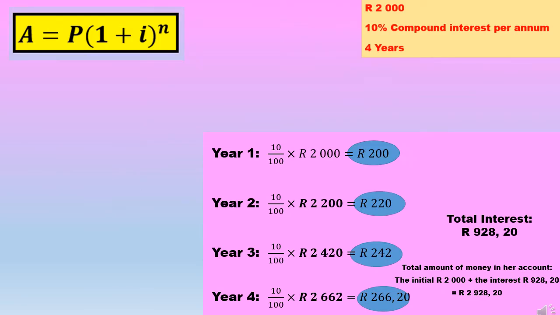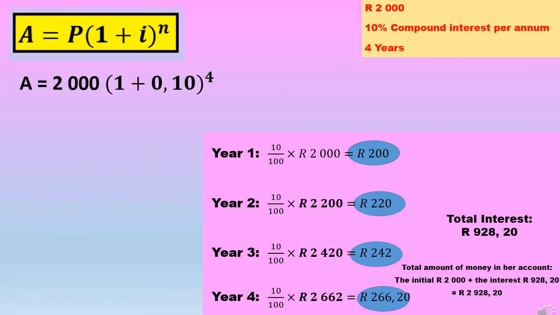All right, so let's just quickly pop that in to see whether we get the same amount as what we did when we did it manually. So remember, Luyanda got 2,000 Rand, so the P amount would be 2,000 Rand. The interest is 0.10 or 0.1. Remember, 10% written as a decimal, and the N is 4 years.